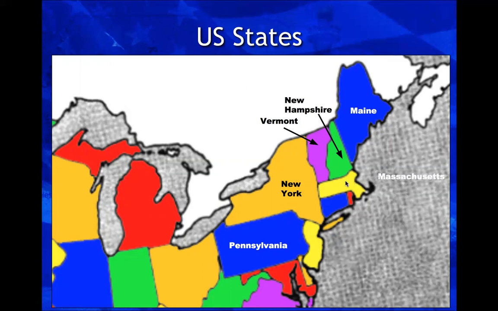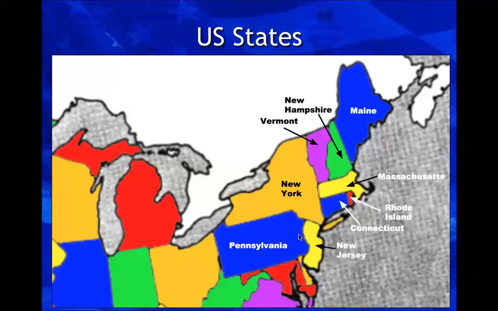Massachusetts is this yellow state here with Cape Cod sticking out into the ocean. Rhode Island is this very small state right here underneath Massachusetts, and right next to it is Connecticut. You'll notice that Long Island, which is right here, is part of New York.